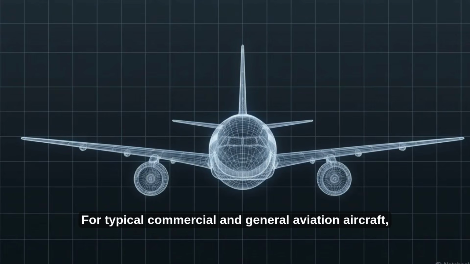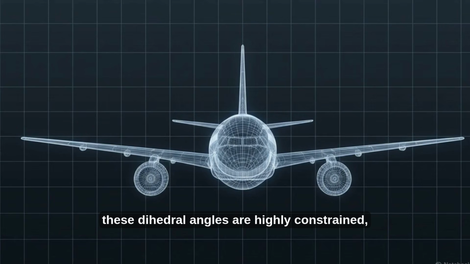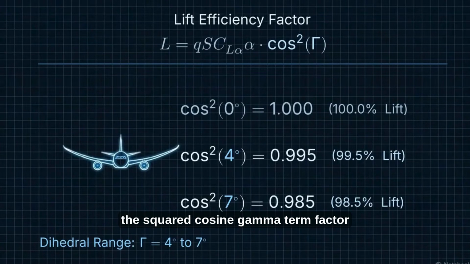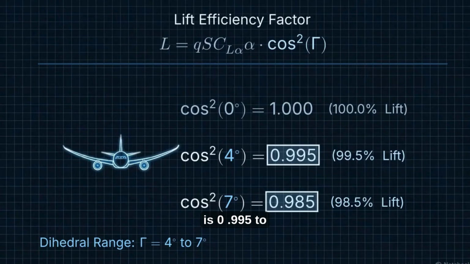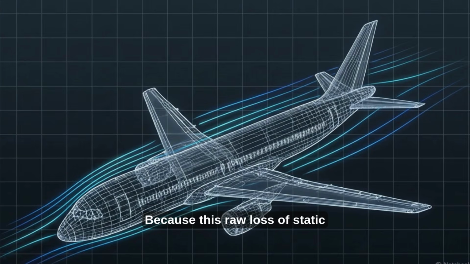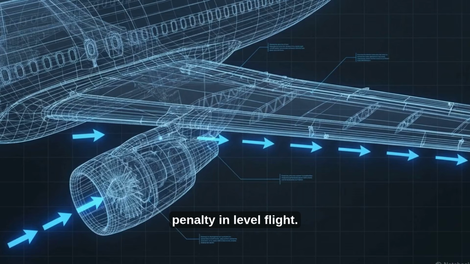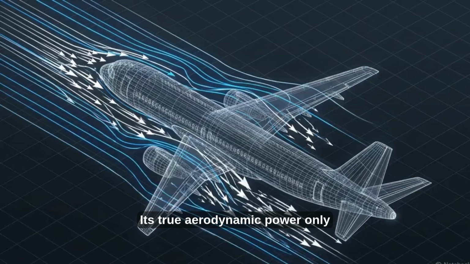For typical commercial and general aviation aircraft, these dihedral angles are highly constrained, usually ranging from only 4 to 7 degrees. At 4 to 7 degrees, the squared cosine gamma term factor is 0.995 to 0.985. Because this raw loss of static lift is mechanically negligible, the geometric dihedral does not exact a heavy penalty in level flight. Its true aerodynamic power only activates during dynamic lateral motion.